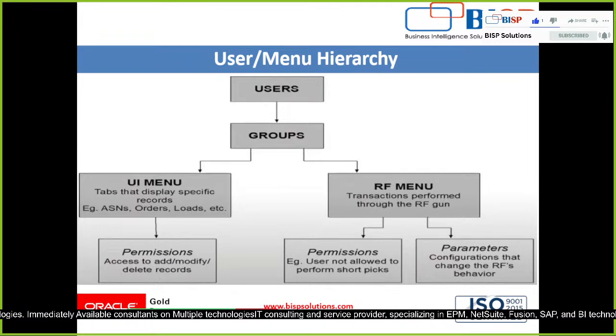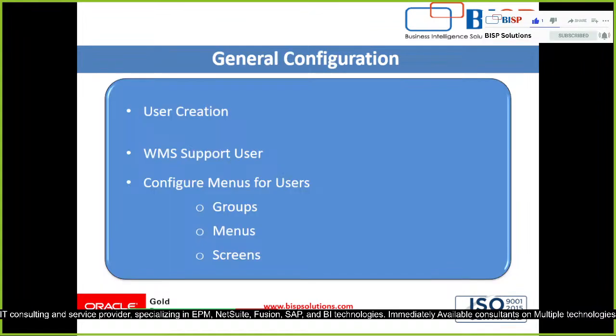So we will see how to create, in the WMS cloud, a user group for a particular user so that we can perform UI menu actions like creating, editing, deleting, modifying, and creating records. In the same way, we will provide the permissions and the parameters for particular menu groups, menus and screens in today's session, right? So let's move to the application.